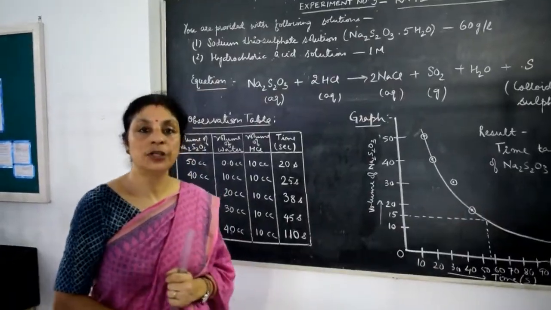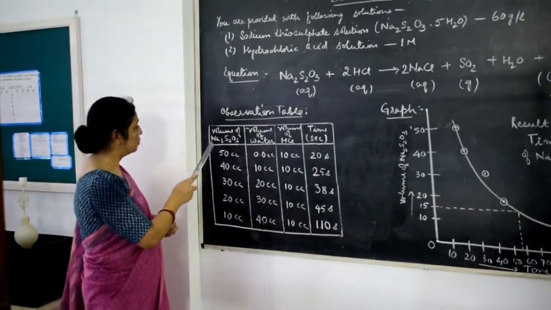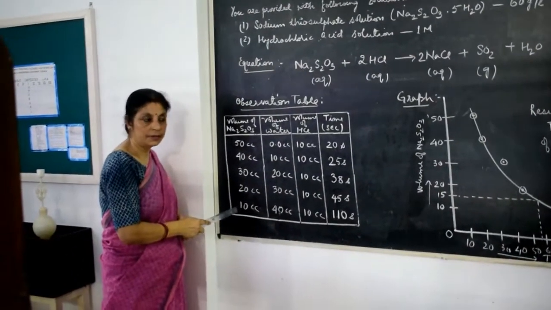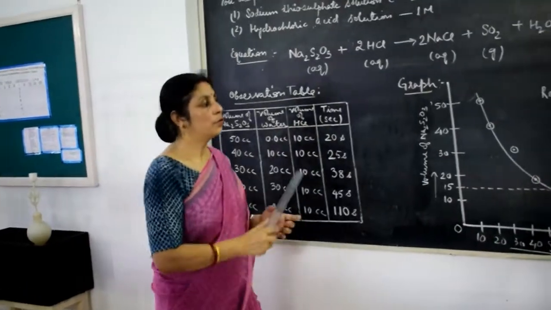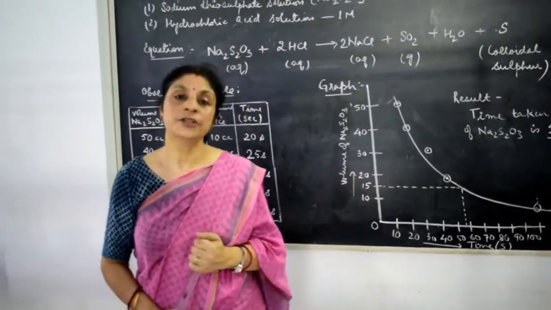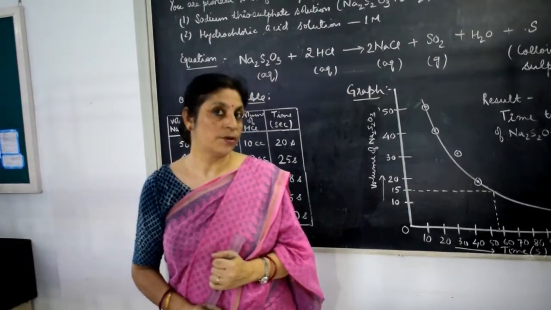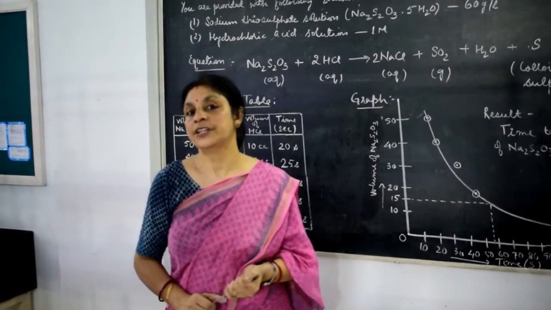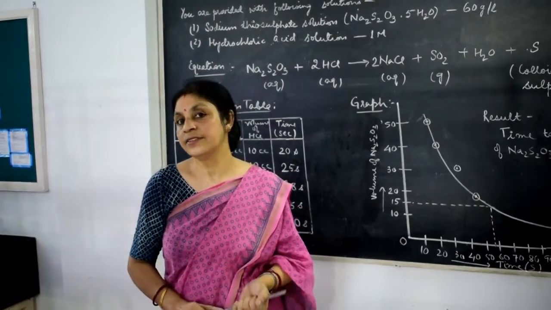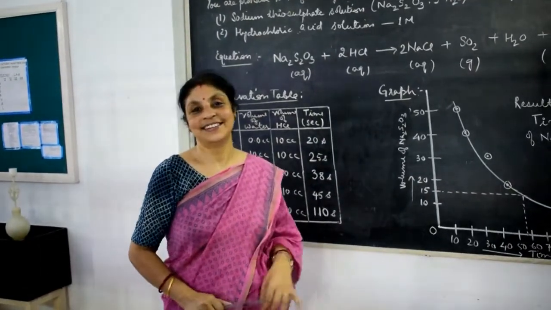The conclusion which we draw from this experiment is that as the concentration of sodium thiosulfate decreases, the time taken for colloidal sulfur increases. That means rate of reaction is directly proportional to the concentration. As the concentration decreases, rate of reaction also decreases, and as the concentration of the thiosulfate increases, rate of reaction also increases. Thank you.